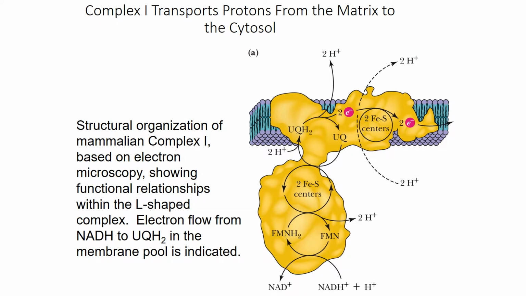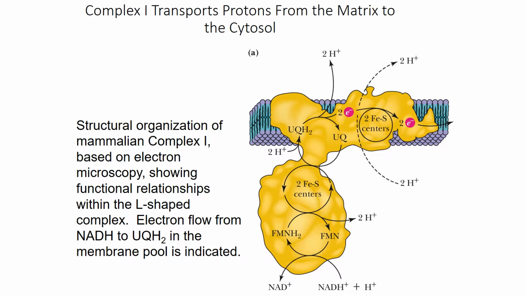So let's take a look at complex 1. This is the largest of the electron transport proteins. It has 46 subunits. It has a mass of about 900 kilodaltons. It's L-shaped, and it's soluble with a globular arm, although we have the foot, if we call this a boot, or the L part, is embedded in that inner membrane.